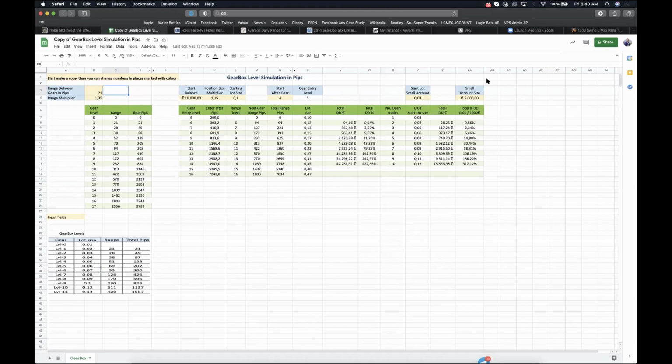Andy, is the updated gear chart in the Telegram? It is in the GearBox Traders chat Telegram. It is.